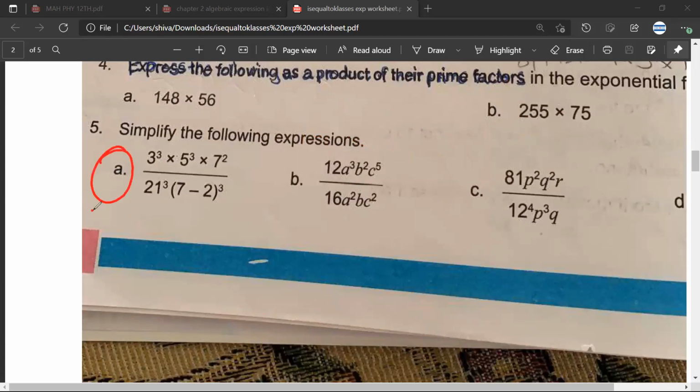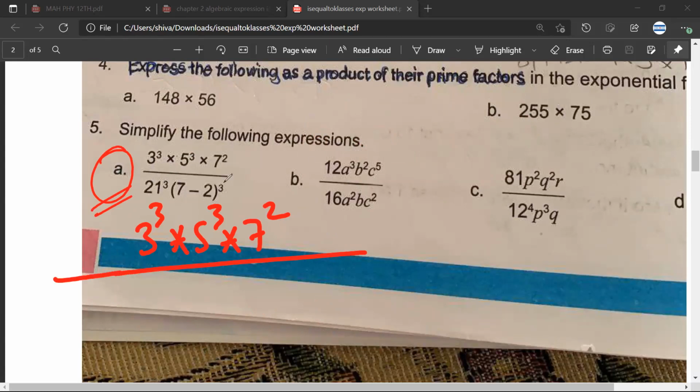Mr. Ariman, how should I do part A? So we'll simplify everything. So 3 to the power of 3 into 5 to the power of 3 into 7 to the power of 2. So we'll calculate everything. So 3 to the power of 3 is this thing. Arey dada, not like that. Sarthak, how did you do it?